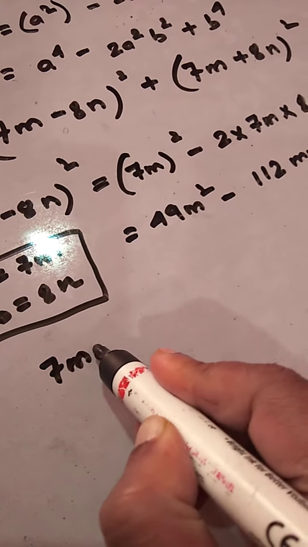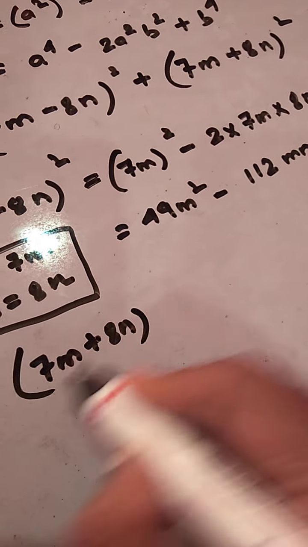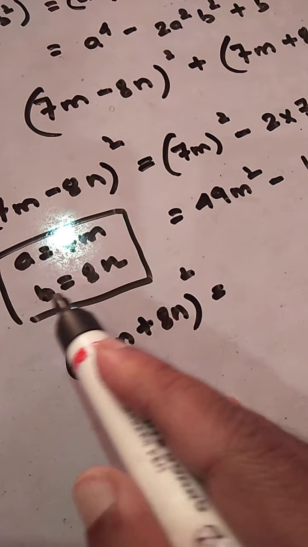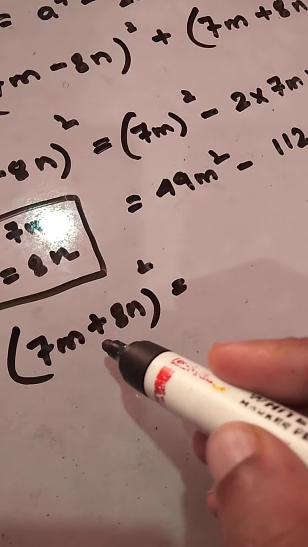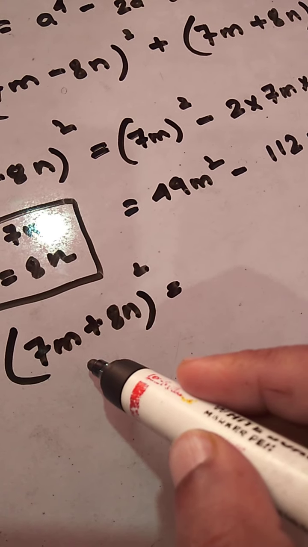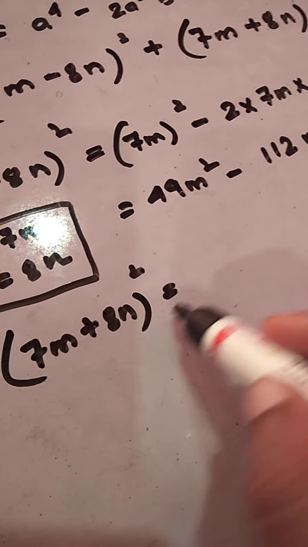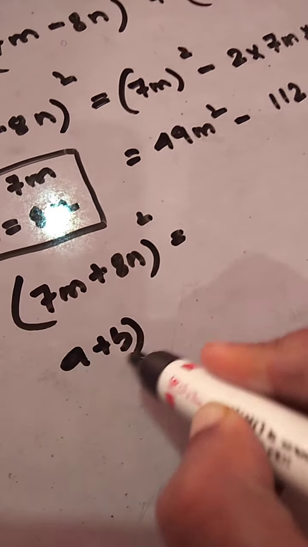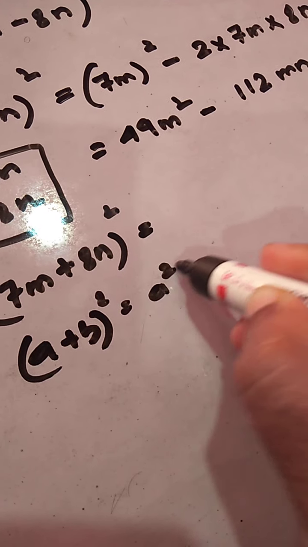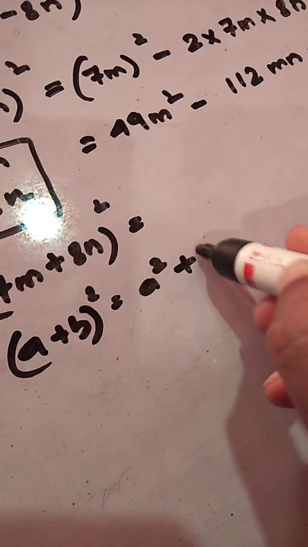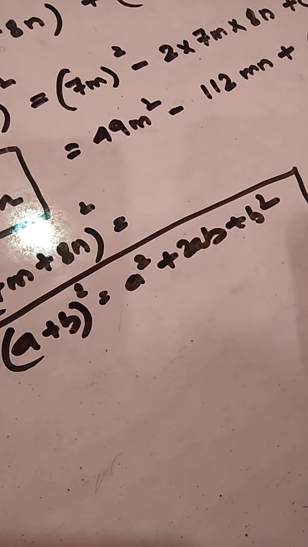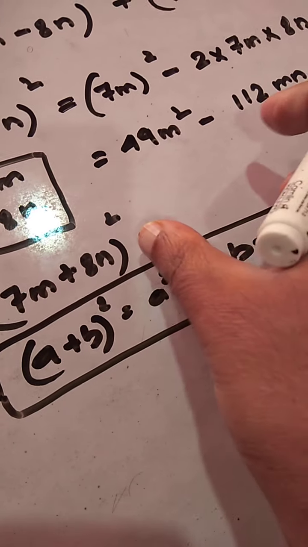Now let's expand this one, (7m plus 8n) whole square. Again, in place of a we have 7m, and in place of b we have 8n. Same thing, but the formula is different. This time we'll use (a plus b) whole square, not (a minus b) whole square. The formula is a square plus 2ab plus b square, isn't it? This is the identity that we follow for this expression.